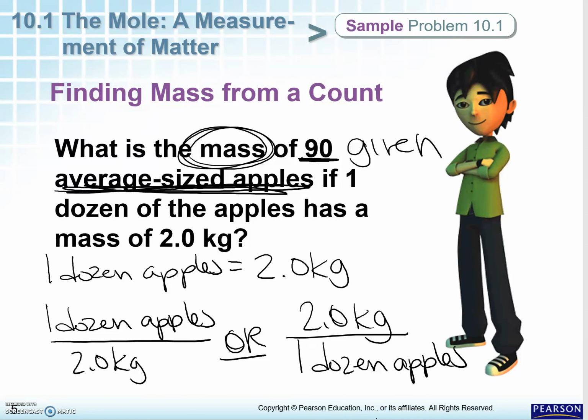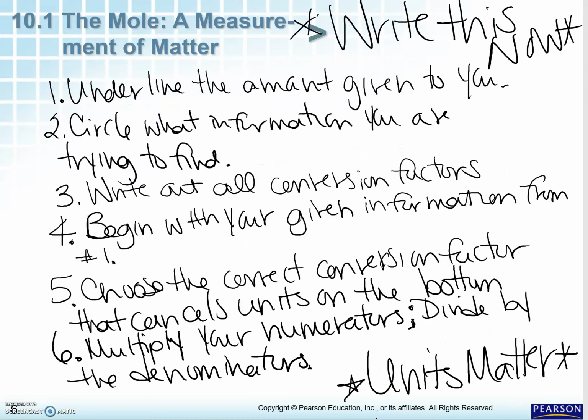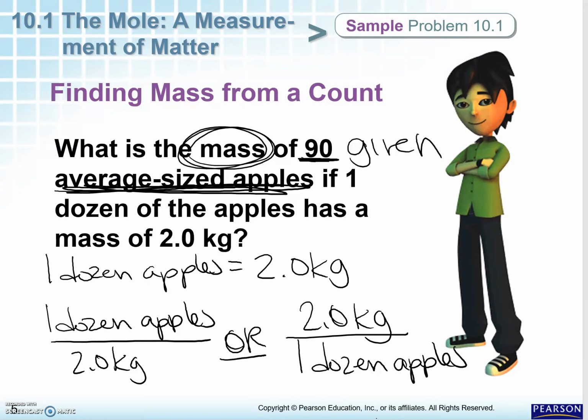So that takes care of step 3. Number 4 says to begin with your given information. So our given information back here is, again, already underlined. It says 90 average size apples. Okay, I've changed our number to 96 just to make something even or easier. So we have 96 average sized apples.